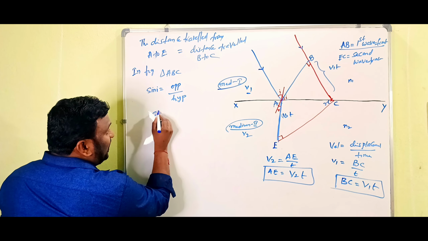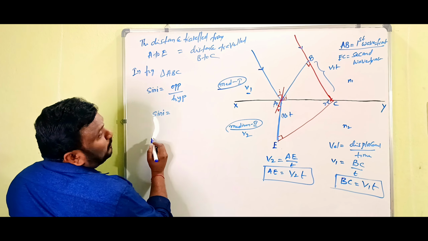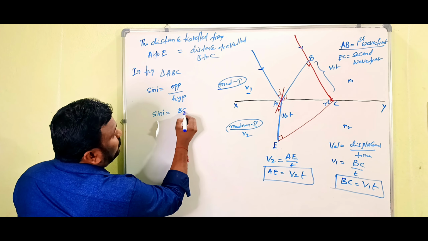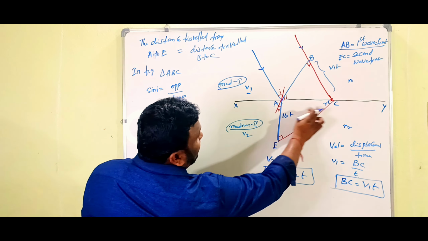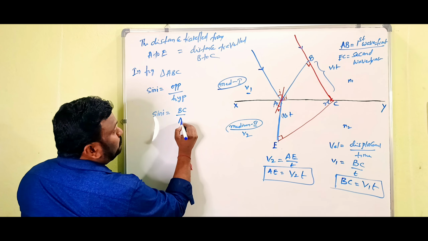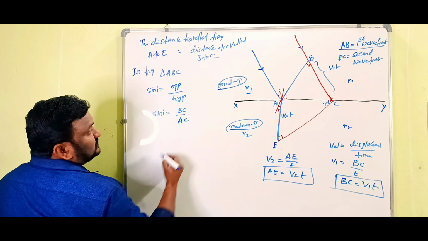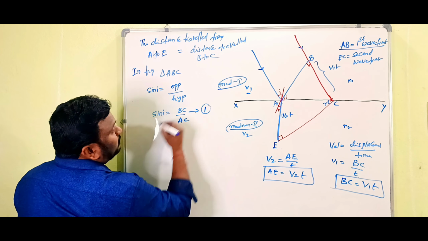So sin I is equal to the opposite side, which is BC, by the hypotenuse. What is the hypotenuse? AC. So sin I is equal to BC by AC. This is equation number 1.